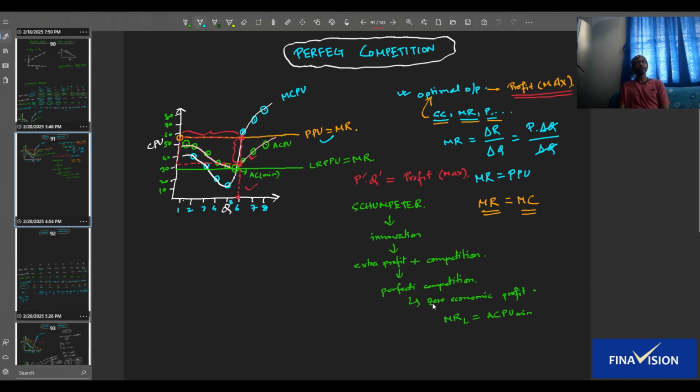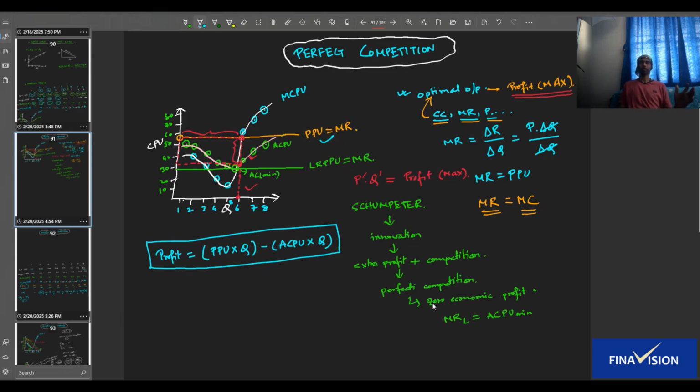So lastly friends, if we want to measure how much profit is being achieved, how do we calculate that? The calculation is very simple. Profit is equal to price per unit multiplied by number of units minus average cost per unit into number of units. This calculation prevails for all sorts of market structures. Now we have understood how the pricing and the marginal revenue behaves with respect to the average cost curve and the marginal cost curve, for a firm operating in a perfectly competitive market structure.